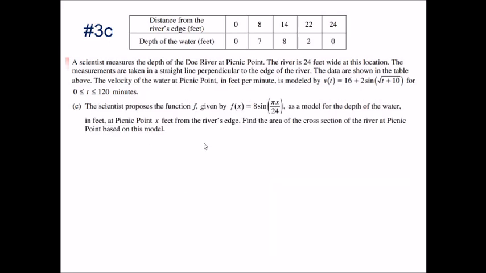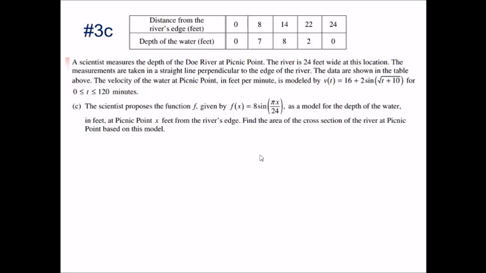On part C of this problem, our scientist proposes a function given by f of x to model the depth of the water. So basically, doing what this table does, but with a function instead of a table. We want to again find the area of the cross-section using this model. If I'm finding the area of a cross-section, you could think of this model as giving me a line on a graph. And if I want the area of the cross-section, I'm just finding the area under that line, or over that line in this case, since it's depth instead of height.